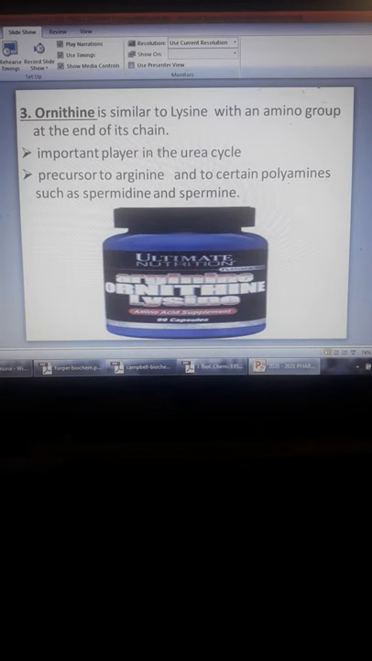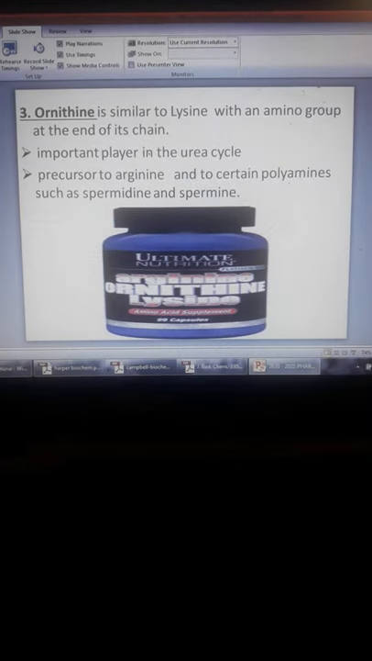And we have ornithine. It is similar to lysine, with an amino group at the end of its chain. Usually this is an important player in the production of urea in the urea cycle. It is a precursor to arginine and polyamines such as spermidine and spermine. Usually spermidine and spermine are found as one component of the sperm cell. So this is the structure. You can see there is an addition of the amino group at the last carbon atom, NH3. Okay.